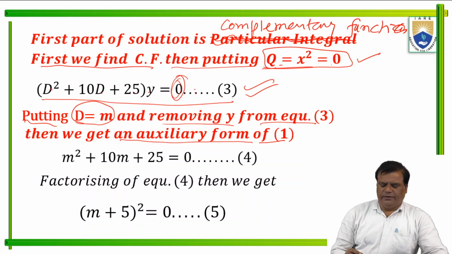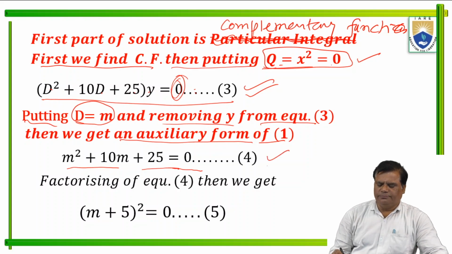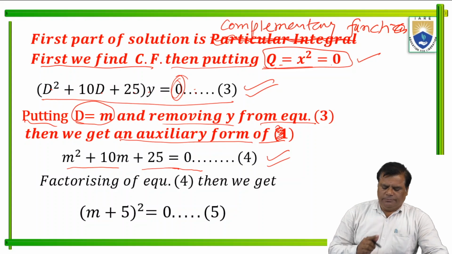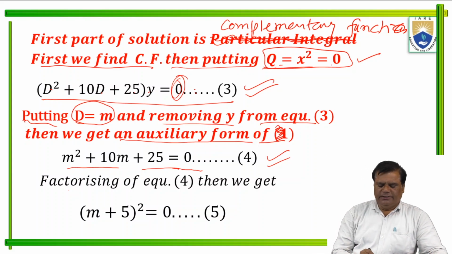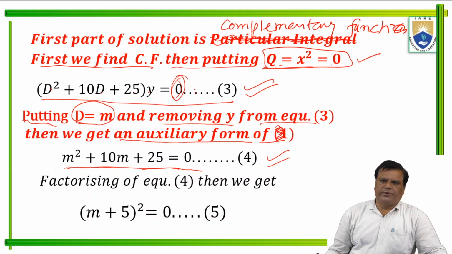Auxiliary form of equation 1: m square plus 10m plus 25 equal to 0. This is equation 4, and this is equation 3. Factorizing equation 4, we see that this equation is a perfect square.